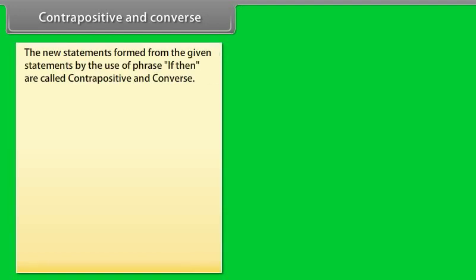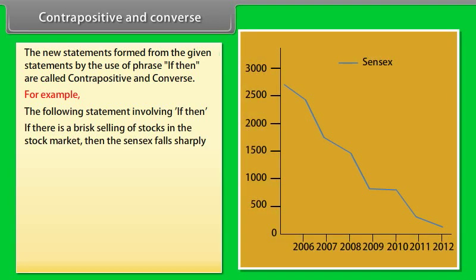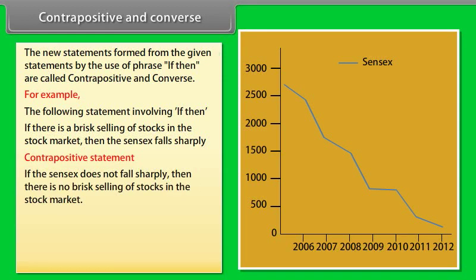Contrapositive and converse. The new statements formed from the given statements by the use of the phrase if-then are called contrapositive and converse. For example, consider the following statement involving if-then: If there is a brisk selling of stocks in the stock market, then the Sensex falls sharply. The contrapositive of this statement is: if the Sensex does not fall sharply, then there is no brisk selling of stocks in the stock market. Both the statements convey the same meaning.